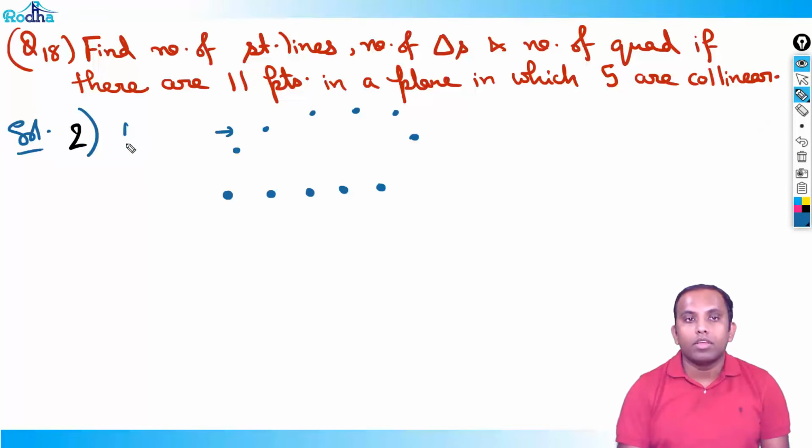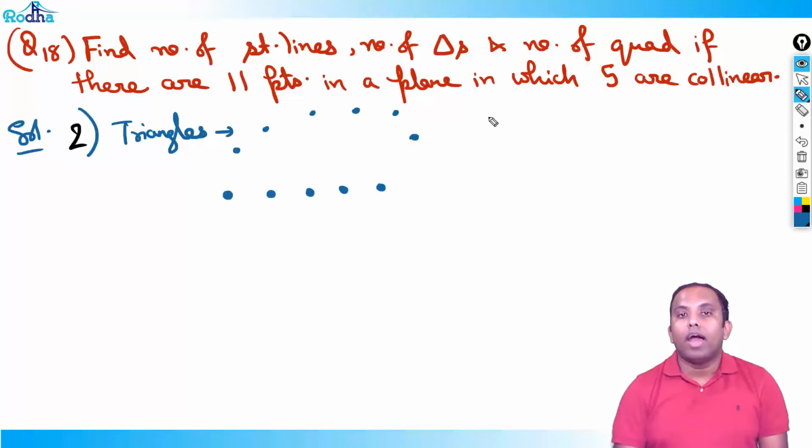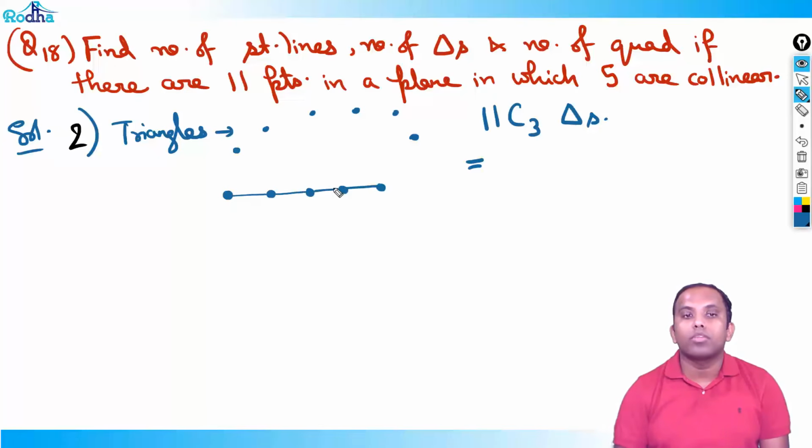How many triangles? There are 11 points here. So again, had these 11 points been non-collinear, I could have formed 11C3 triangles, right? But since these 5 points are collinear, this 11C3 includes this 5C3 also. But 5 points in a straight line can never give you a triangle, right?